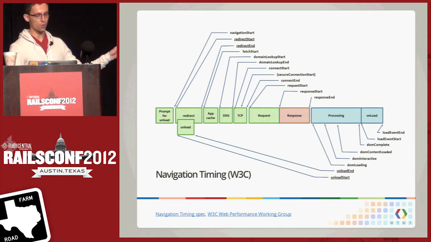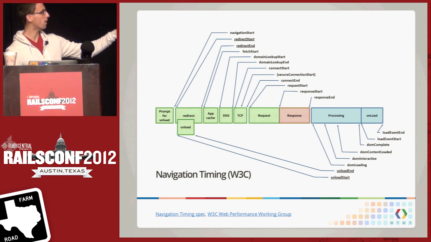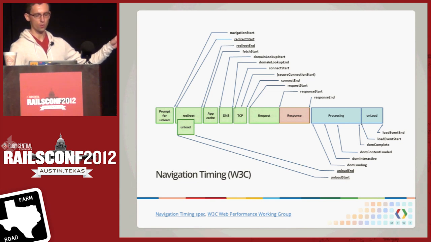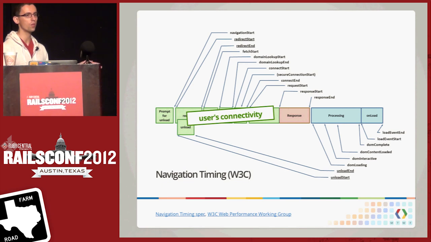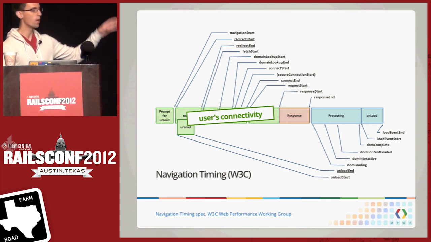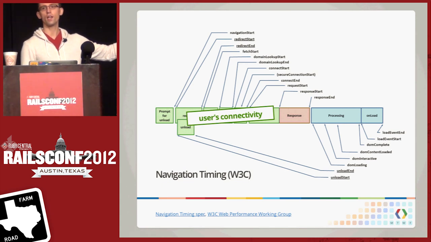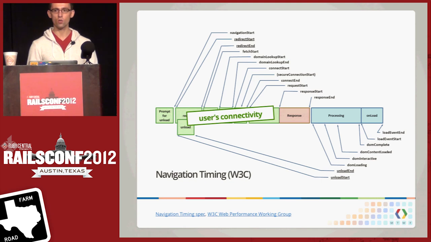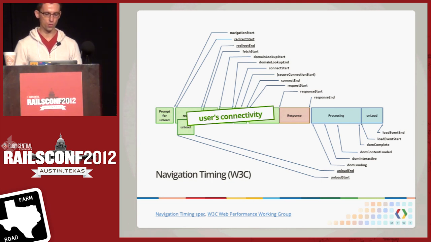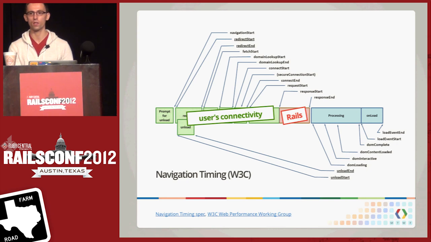So the first part, which is the app cache, the DNS, the TCP, and making the request, is basically the user's connectivity, right? If I'm sitting on my mobile phone and I'm trying to access a web page, all of that is effectively hidden from you as a Rails developer who's developing the app. But this definitely affects the user experience, what type of network, and so on and so forth. Then there's the response, which frankly, is where we tend to focus. It's, I got a request on my Rails app server, I need to render it as fast as I can.